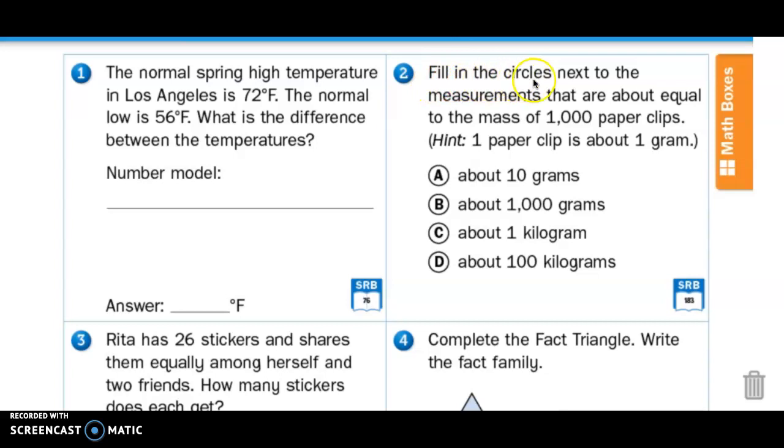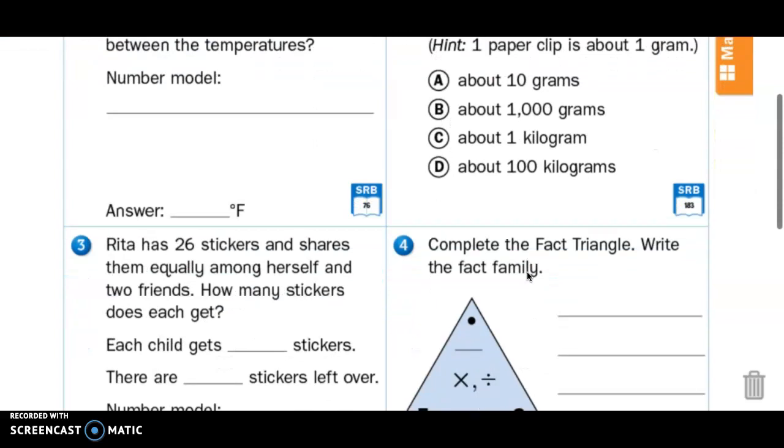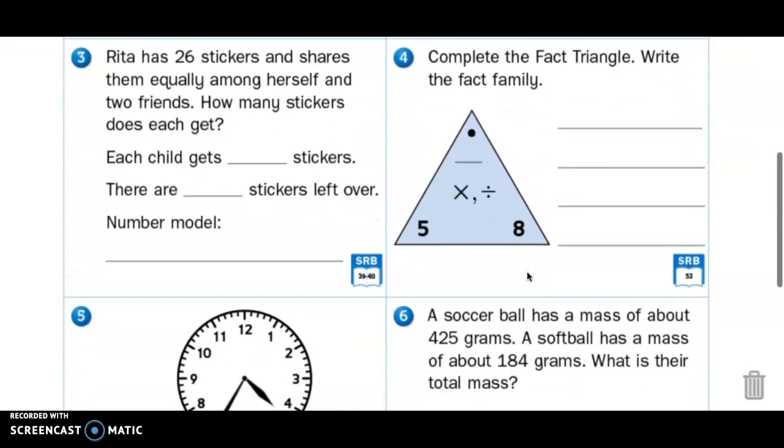Number 2, fill in the circles next. Oh, look at circles, plural. Next to the measurements that are about equal to the mass of 1,000 paper clips. Hint, 1 paper clip is about 1 gram. So is it about 10 grams, about 1,000 grams, about 1 kilogram, or about 100 kilograms? There's 2 answers there.